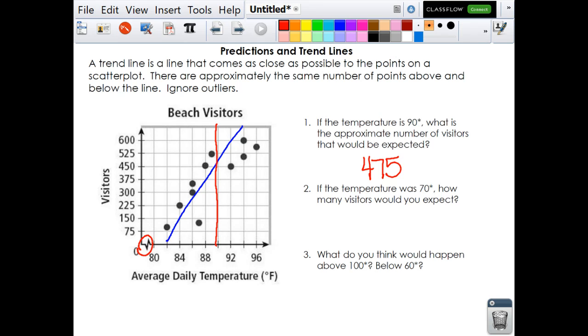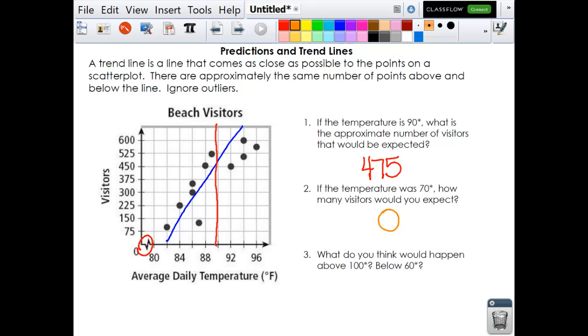All right, if the temperature was 70, so 70 is not on our graph, how many visitors, based off of our trend line, would you expect? Less than 100. Yes, but I'm not asking for that. I want a specific number. Based on the trend line, I would expect 0. Everything that we're doing, when we're analyzing data, we're not using as much common sense as we are looking at the information that's there.